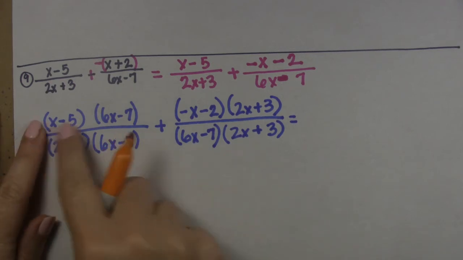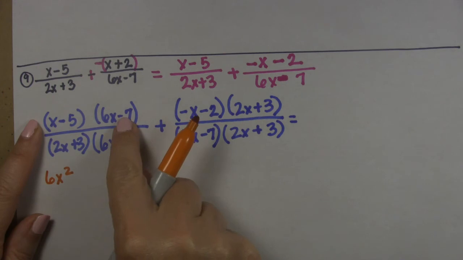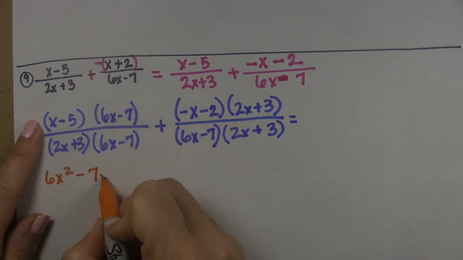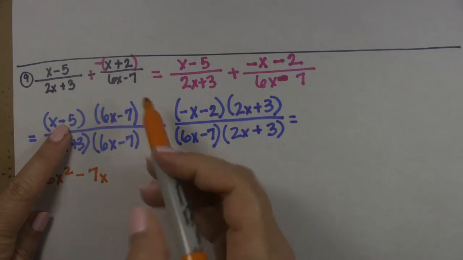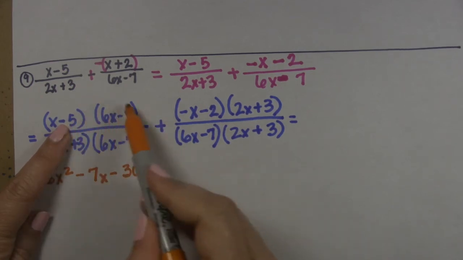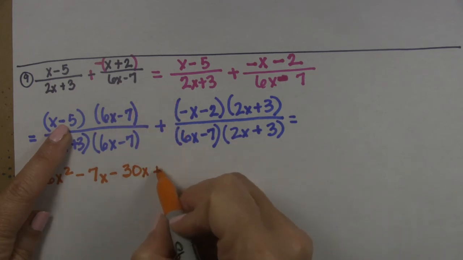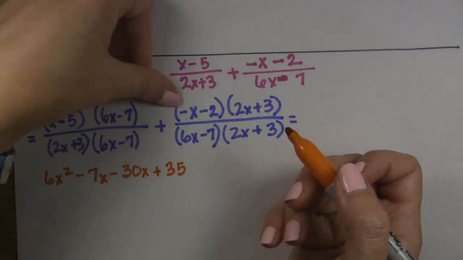Okay, x times 6x will give us 6x squared, and x times negative 7 will give us negative 7x. Then negative 5 times 6x will give us a negative 30x, and negative 5 times negative 7 will give us a positive 35. Okay, now we're done with this one, so now we get to come over here.